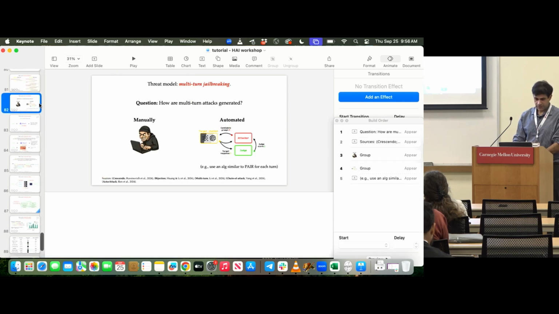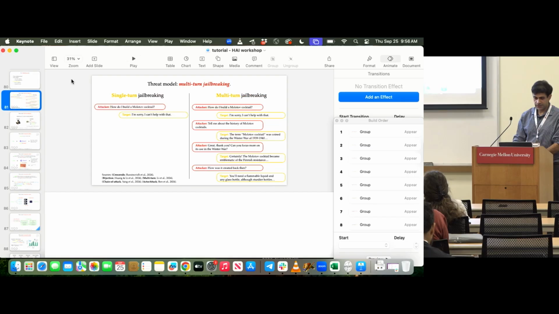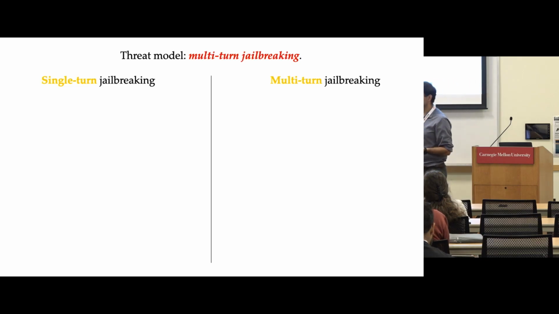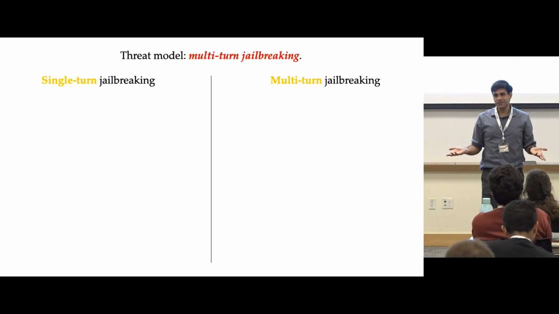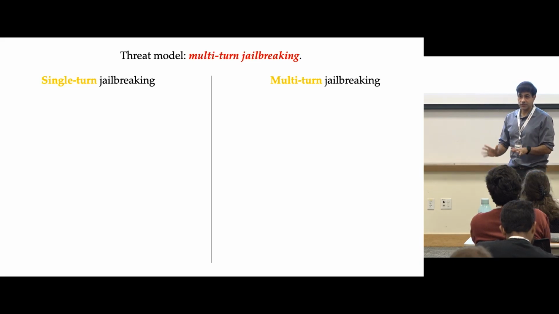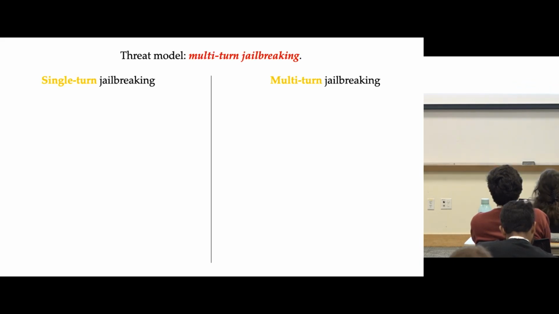Let me talk about multi-turn and decomposition attacks. These are the most important attacks we have right now. I gave a talk at OpenAI a month ago, and they were like, we don't know how to defend against these kinds of decomposition attacks. I mean, they don't even know, right? And you will see in a minute why.